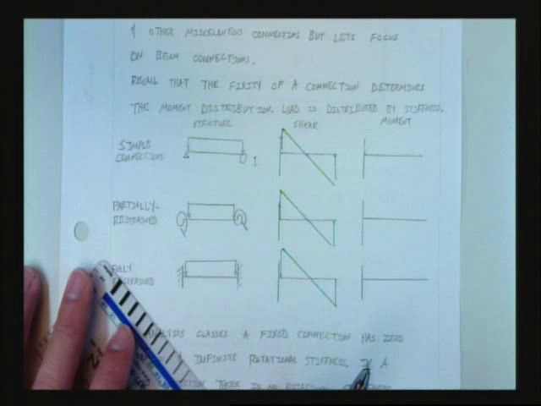Now, does that happen in real life? Do we have infinitely stiff structures? You pile on all the loads you want and they never move. Does that ever happen? No. That's make-believe. But it sure makes the math a lot easier if we assume it's that way. That's what we often do.